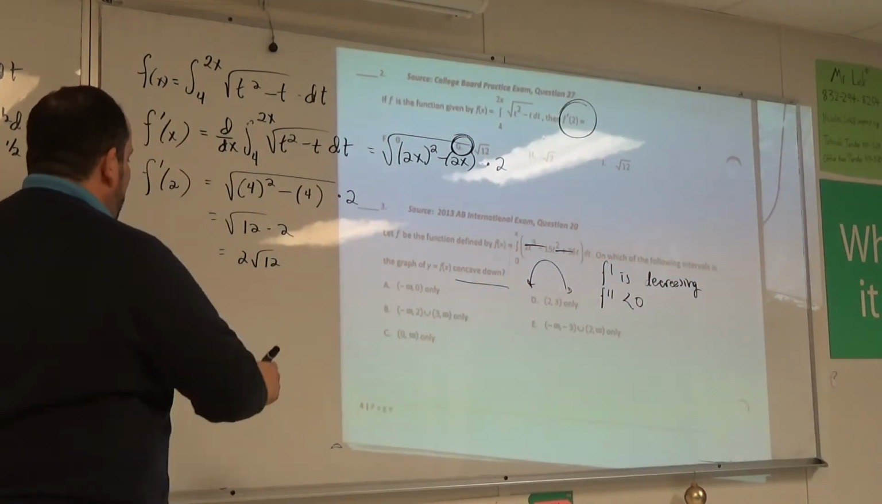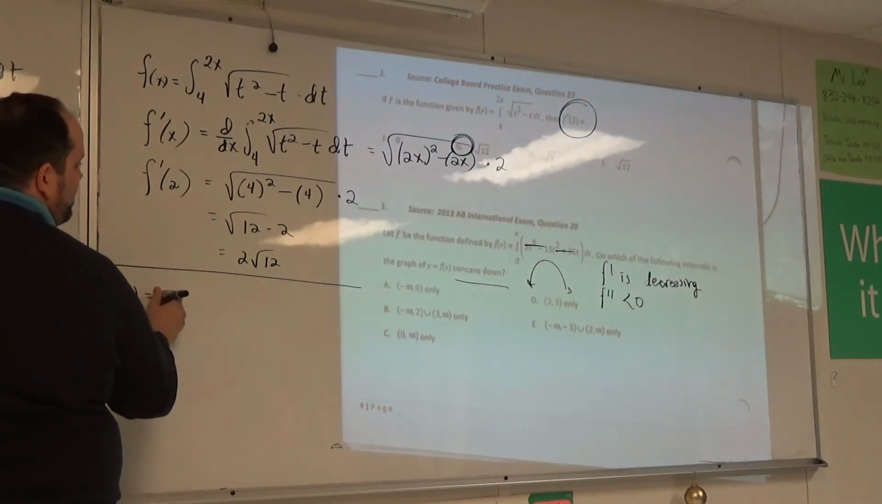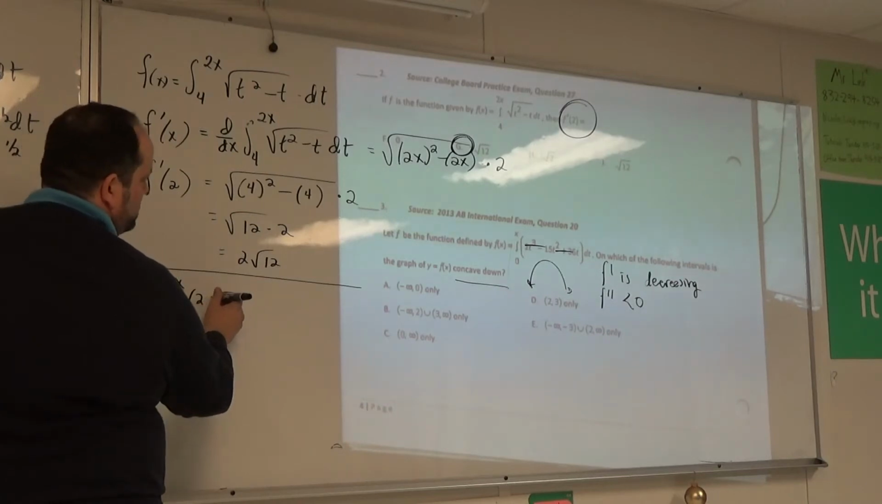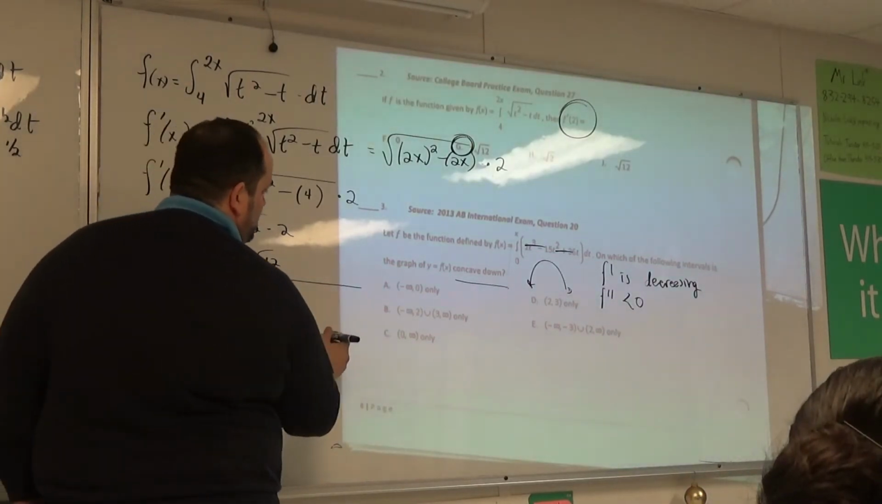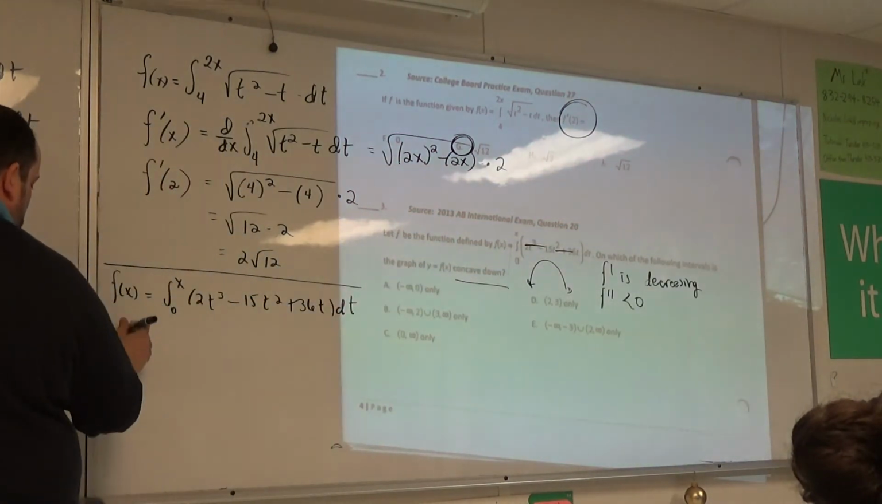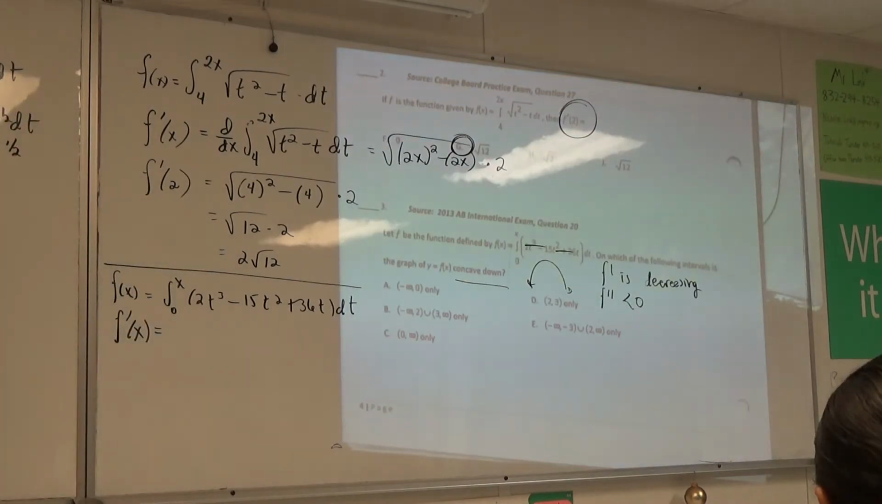So look at what they gave you. For number 3, they're saying that f of x is this integral from 0 to x of 2t cubed minus 15t squared plus 36t dt. Well, get me f prime. I bet most of you guys know exactly what f prime is without even thinking about this.